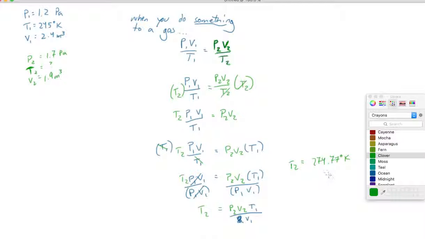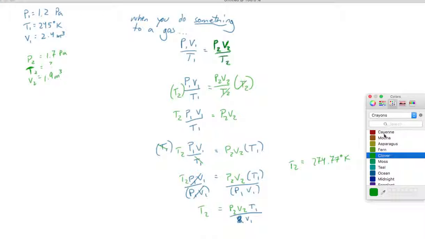degrees Kelvin. Now, if you look at the question, it says 1.2, and you can look at all these values over here too. There's 1.2 pascals, and 1.7 pascals, 1.9, 245, 2.4. Those numbers are important because they give you the number of sig figs you need to round to. The lowest amount of sig figs is the number we need to round to. So it looks like 2 sig figs, 2 sig figs, 2 sig figs. So we need to round this number to 2 sig figs.